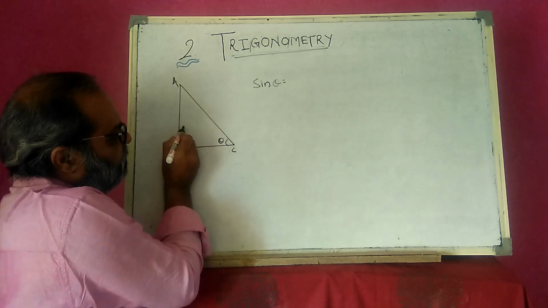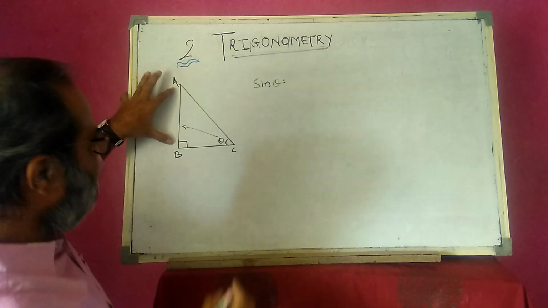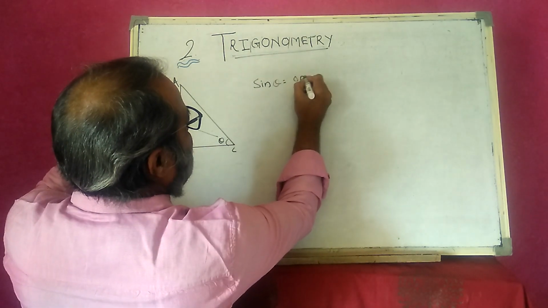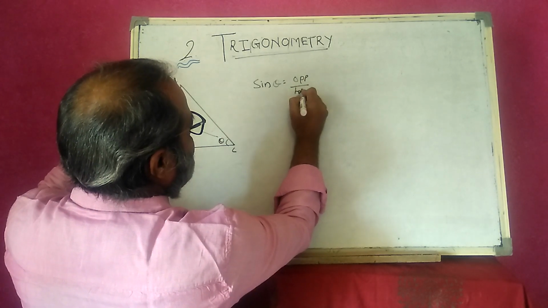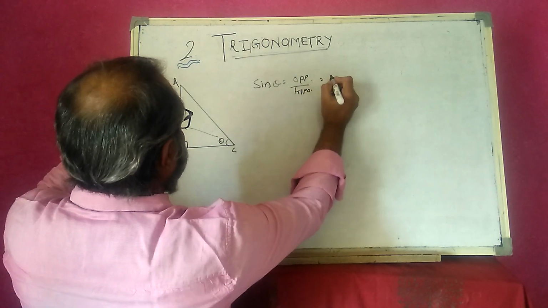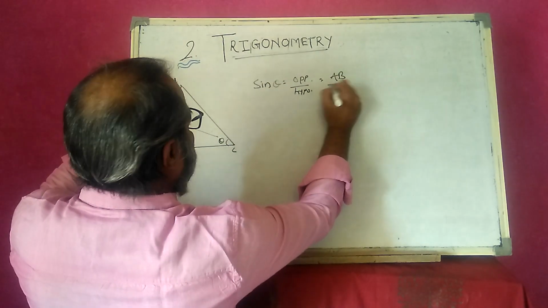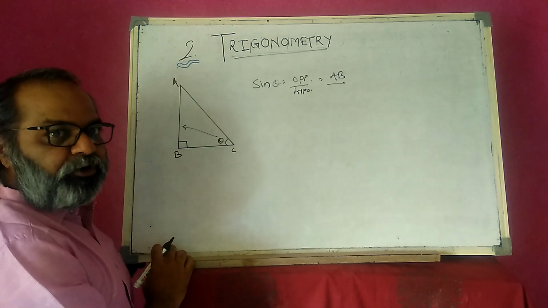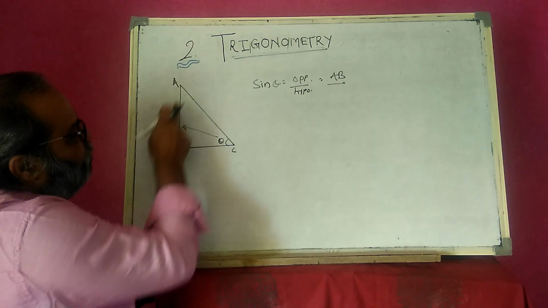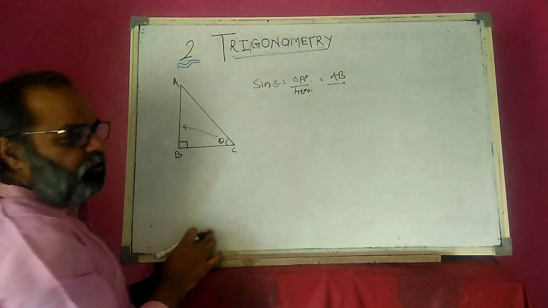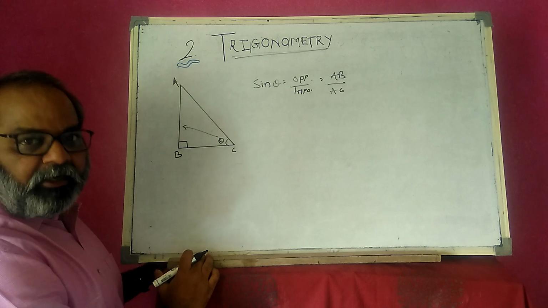So what is the opposite side of theta? The opposite side is AB. So sine is opposite upon hypotenuse. The hypotenuse means the side opposite to the right angle. Angle B is 90, so the hypotenuse is AC. So sine theta is AB upon AC.